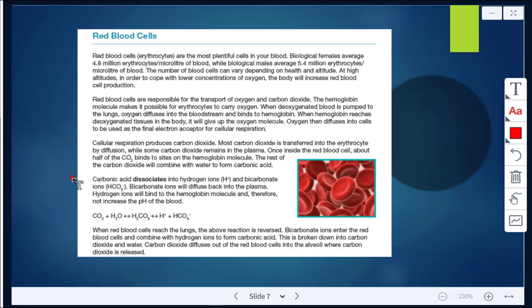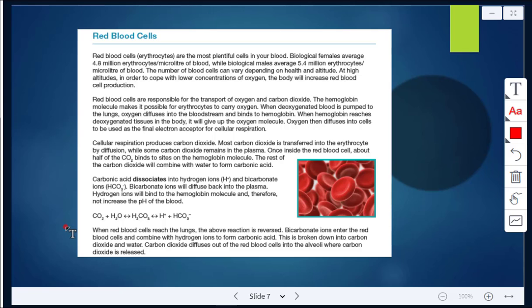All right, so this carbonic acid dissociates into hydrogen ions and bicarbonate ions. The bicarbonate ions will diffuse back into the plasma. The hydrogen ions will bind to the hemoglobin molecule and therefore not increase the pH of the blood. All right, so here we can see the chemical equation of that.